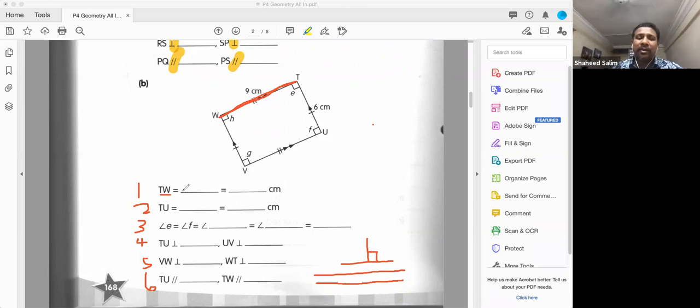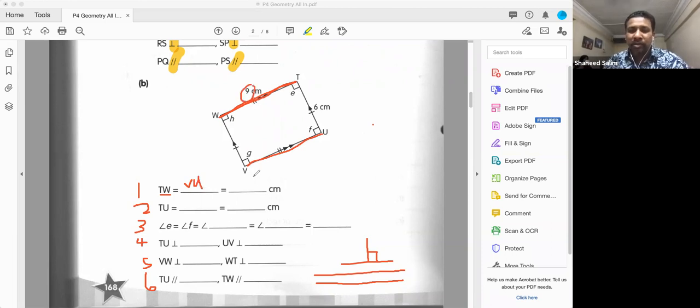Okay, we'll ask Neris. Neris, this is TW. Can you give me one side that's the same as TW? You have 5 seconds, 4, 3, 2, 1. Neris, which side is the same as TW? Same length as TW. 3 seconds, 2, 1. The opposite side down here, Neris. VU, you see, VU. They tell you it's 9 cm, so this is 9 cm here.